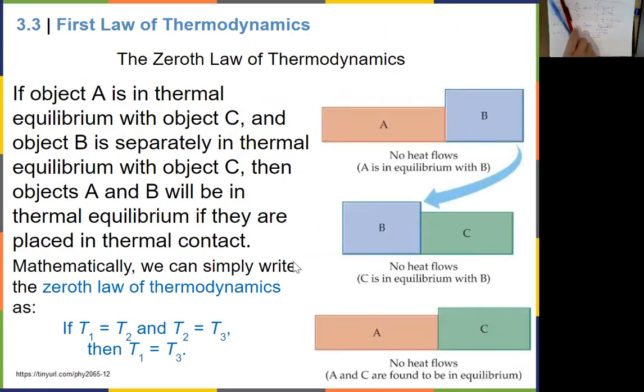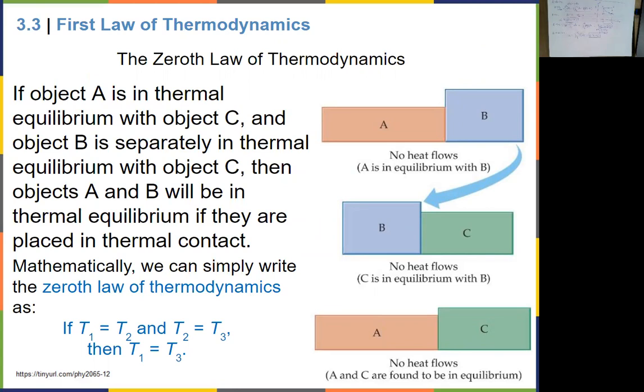All right. Next, we are going to check the laws of thermodynamics. We'll start with the first law in this section, but actually I think we should start with the zeroth law here.